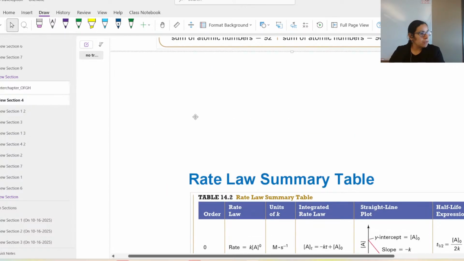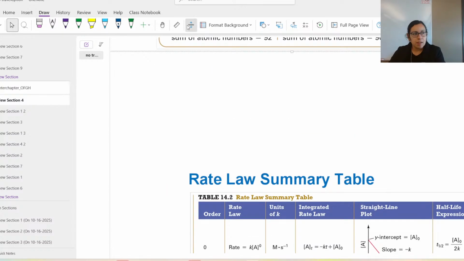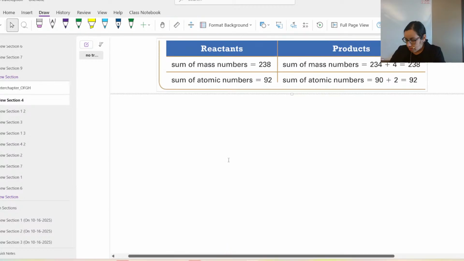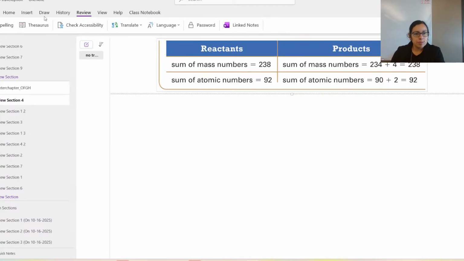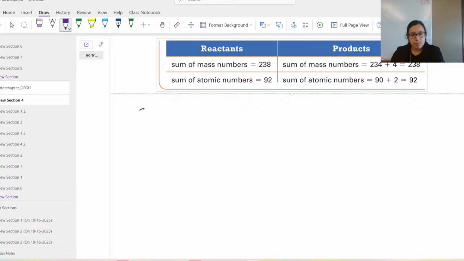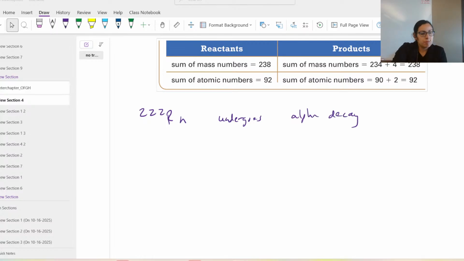So let's try another one. And this time I'll just tell you radon-222 undergoes alpha decay. So see if you can write out the equation.